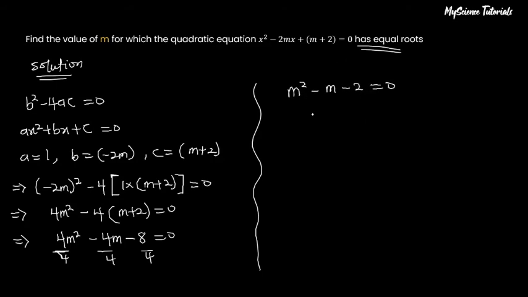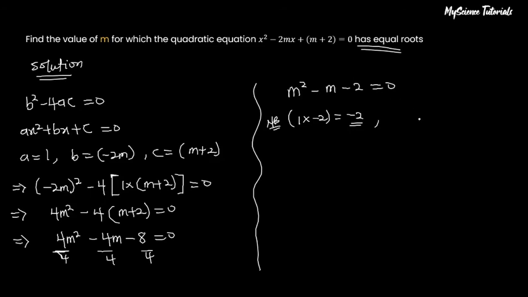Now that we have the equation in this format, all we have to do is to solve for the value of m. To solve for the value of m, we use the coefficient of the m squared term to multiply the c term, the constant. So it becomes 1 multiplied by negative 2, and that is negative 2. Take note, you need to do this in your mind. We need to look for two numbers that if we add or subtract them, we get the middle value over here, which is negative 1.